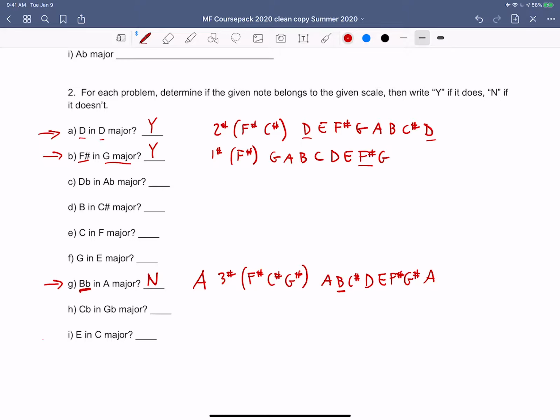Maybe one more. Is there an E in the scale of C major? Well, C major, as we know, has no sharps and no flats, so its scale, of course, is just going to be C, D, E, F, G, A, B, C. So yes, of course, there's an E in that scale. So if you can, try to do these in your head. That's the best way to prepare for your intervals unit coming up. But if you need to double check by writing some of these out, that's totally fine as well.